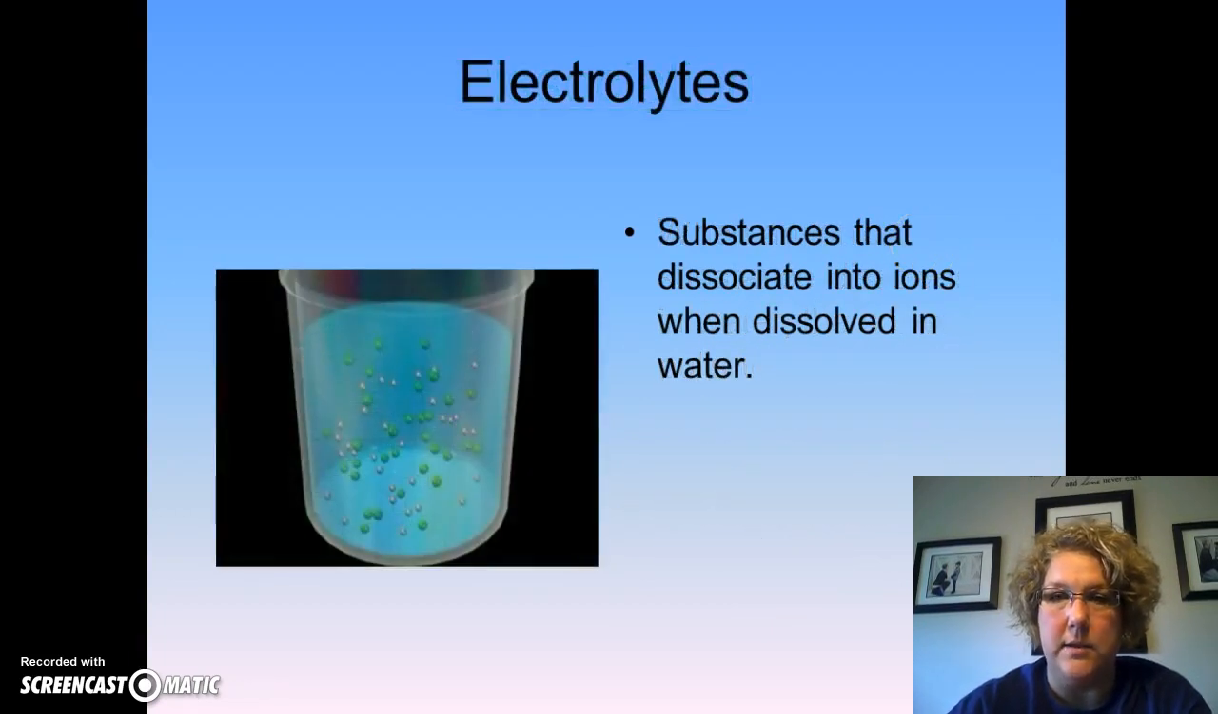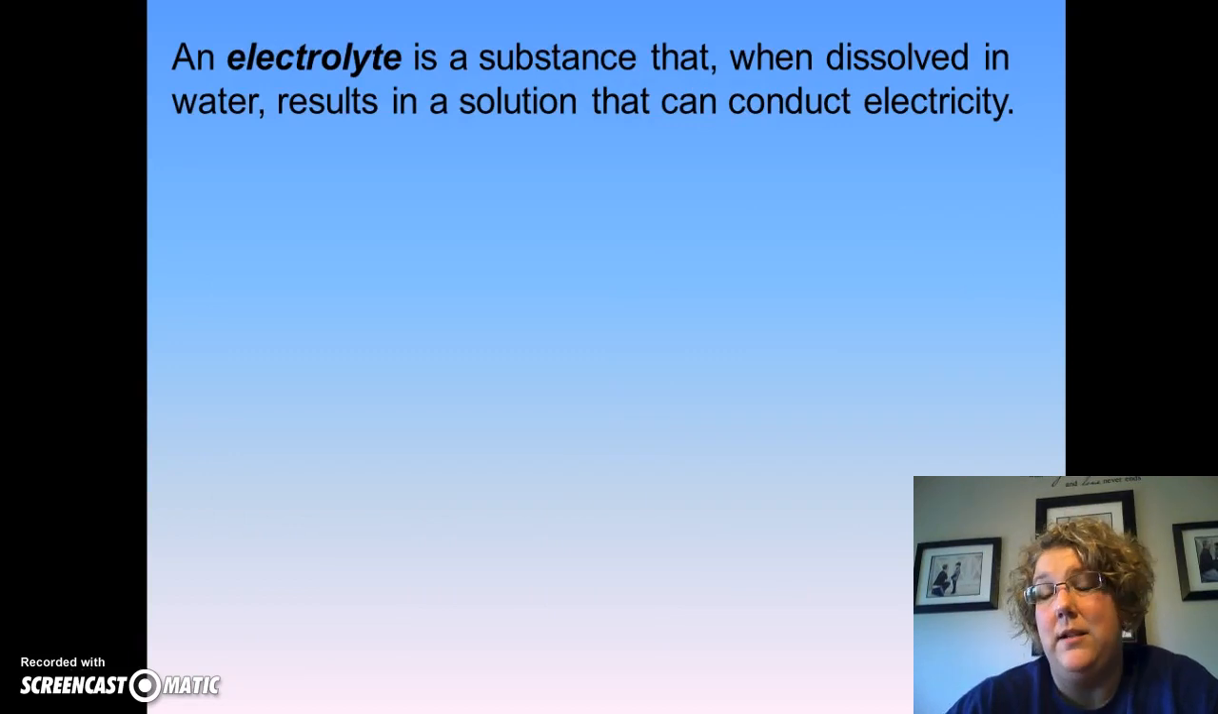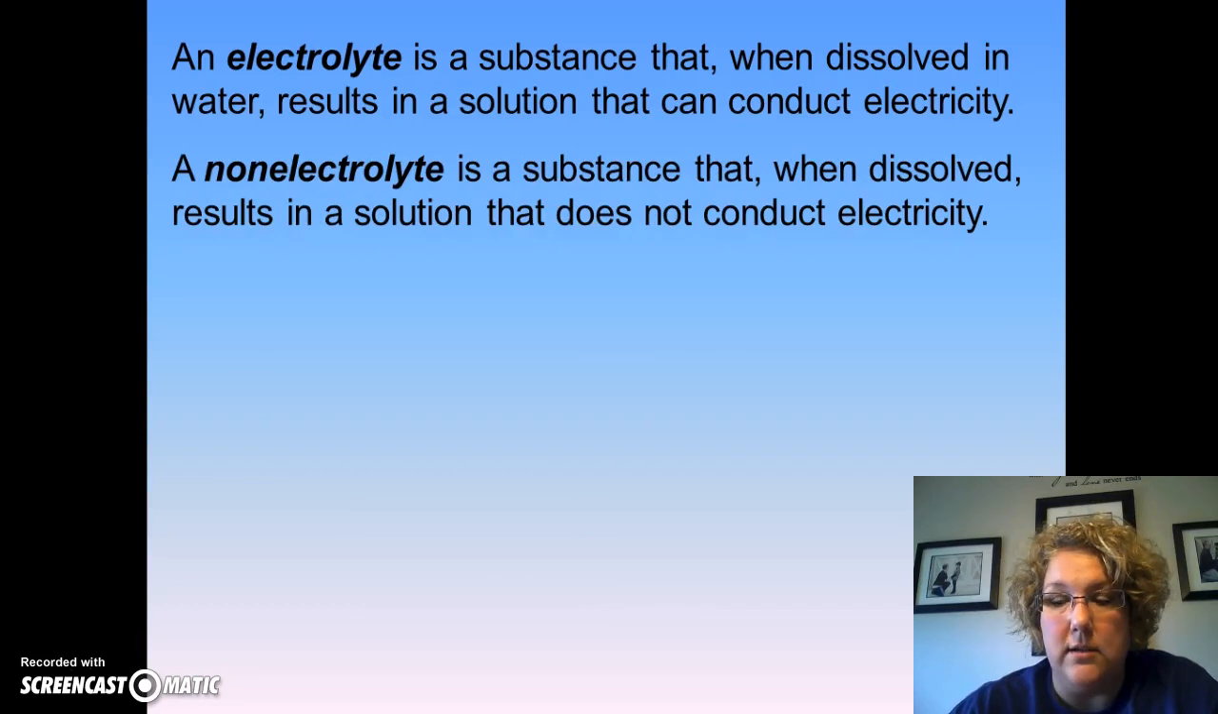Now, when a substance dissociates into ions in water, it can conduct electricity, so it is called an electrolyte. A non-electrolyte is a substance that dissolves in water, but it does not dissociate or break apart into ions when it dissolves. So an electrolyte is simply a substance that, once it's dissolved in water, the solution can conduct electricity, hence the word electrolyte. A non-electrolyte is a substance that, when you dissolve it in water, does not conduct electricity.